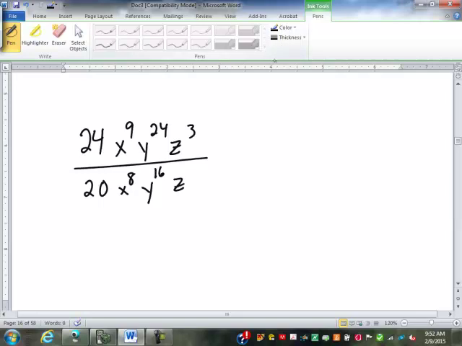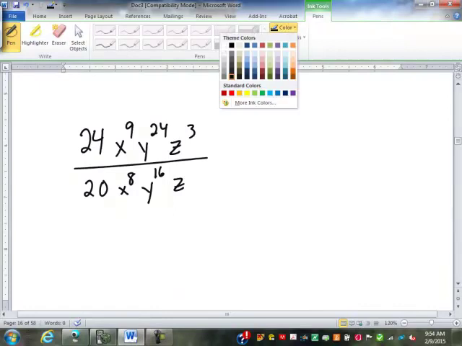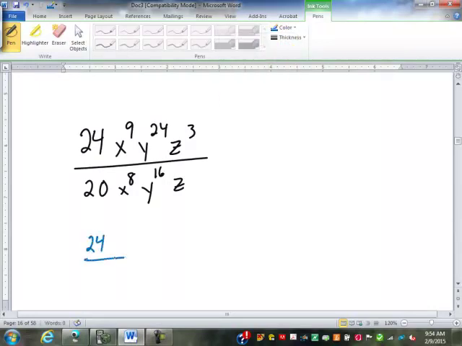I'll let you guys try this one in your notes. I'm going to pause this. So we're going to start out with the numbers here. 24 and 20 can both be reduced by 4. Very good, giving us 6 over 5. So in our numerical answer, it's going to be 6 over 5.